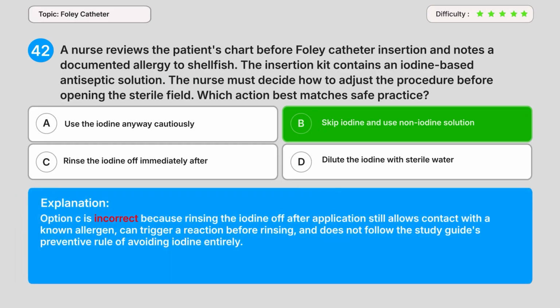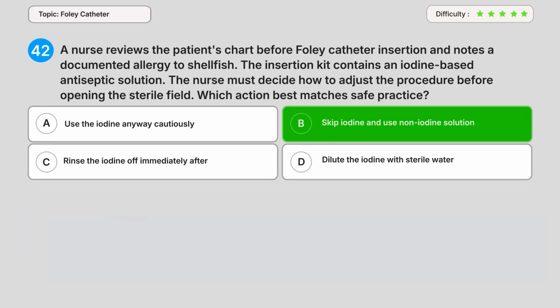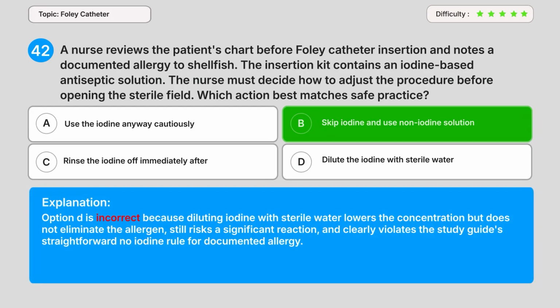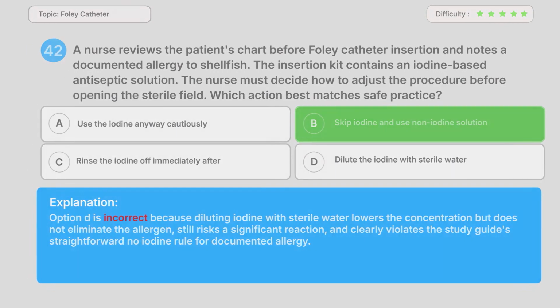Option C is incorrect because rinsing the iodine off after application still allows contact with a known allergen, can trigger a reaction before rinsing, and does not follow the study guide's preventive rule of avoiding iodine entirely. Option D is incorrect because diluting iodine with sterile water lowers the concentration, but does not eliminate the allergen, still risks a significant reaction, and clearly violates the study guide's straightforward no iodine rule for documented allergy.